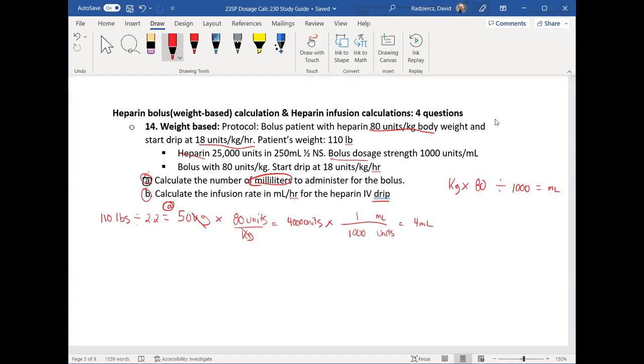What happens if you get something like 4.45 milliliters? Round to the nearest tenth. Okay.